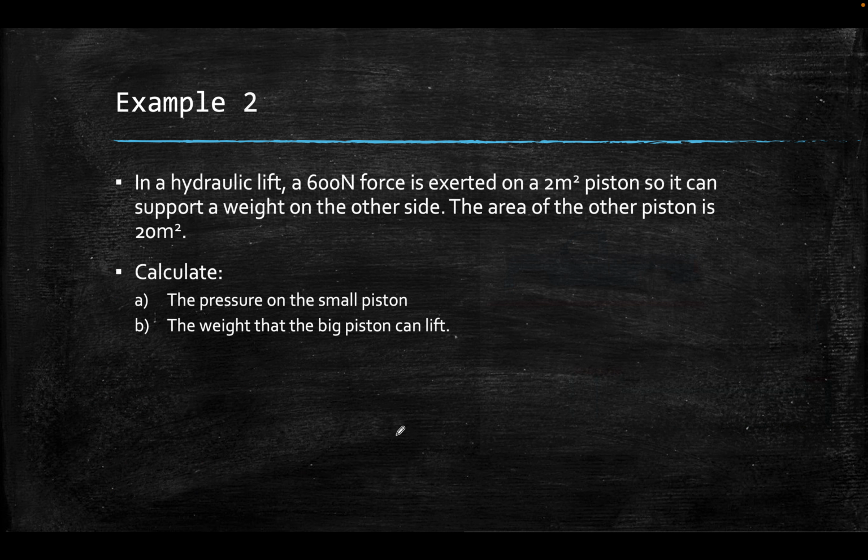Done. Here's another example, similar idea. In a hydraulic lift, a 600 newton force is exerted on this area, so this force and area together can support a weight on the other side. The area of that other piston is 20 meters squared. Find the pressure on the small piston. Okay, so to find the pressure on the small piston, we'll just go back to the usual formula, P is F over A. I'm going to do 600 divided by my area of 2, which is 300. And this is pressure, so I will say Pascals.